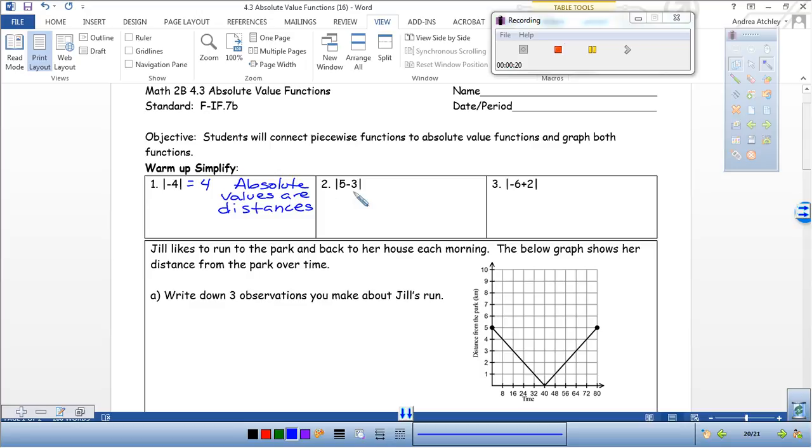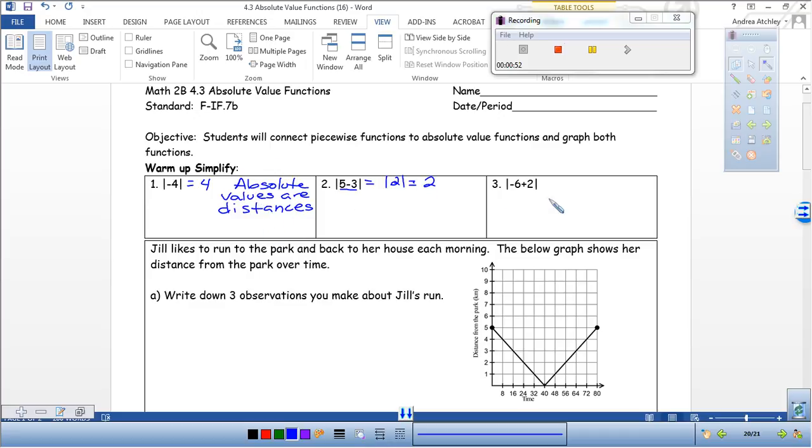Okay, number 2. Yasmin, what'd you get? 2. Okay, so you're going to do order of operations. You're going to do inside the parentheses first, and that's going to give you the absolute value of 2. And the absolute value of 2 is 2. Any questions over there?